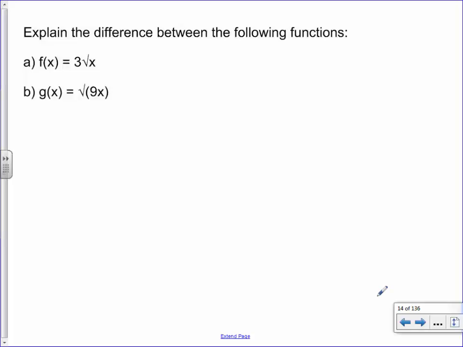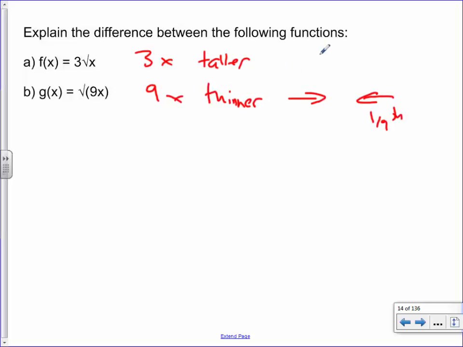What is the first one doing? What's the 3 in front of you? 3 times taller. Yeah, it would be fair to say that this graph right here is 3 times taller. What about this one here? Sure, that'll work. So can I say that this one would be 9 times thinner? Does that make sense? Like we're squishing it in a 1/9, whereas this one here is 3 times taller.